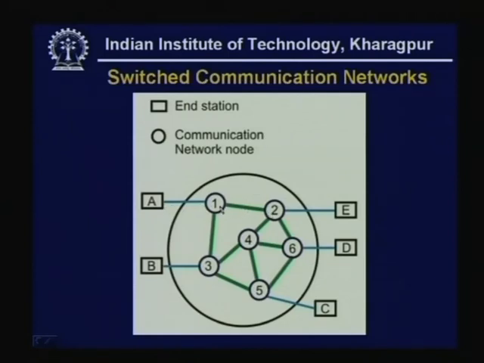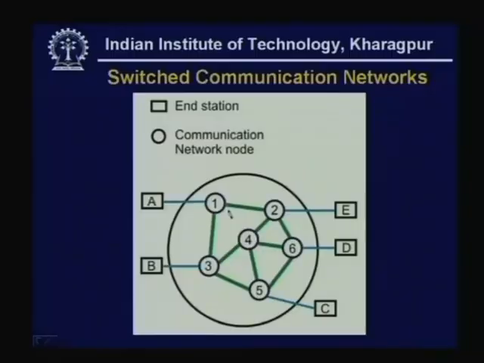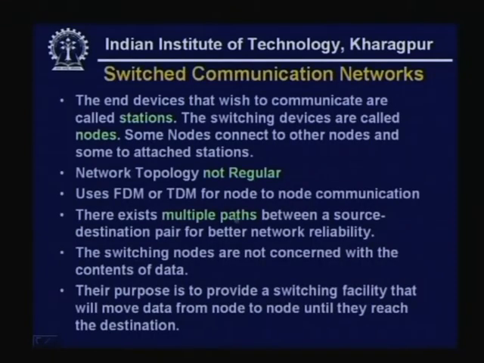Actually this 1 to 2 or 1 to 3, these are node to node links, and these links are of higher bandwidth. Since these links are of higher bandwidth, and to make maximal use of the bandwidth, we use FDM or TDM techniques. We have already discussed the FDM and TDM techniques and how you can use the higher bandwidth of links. So, these links use FDM and TDM.